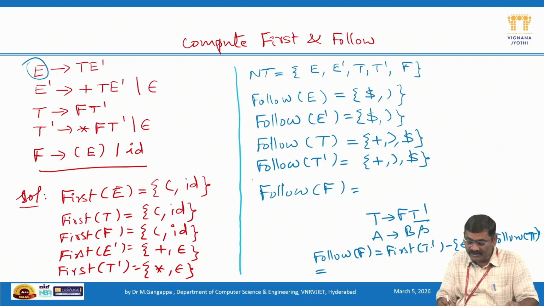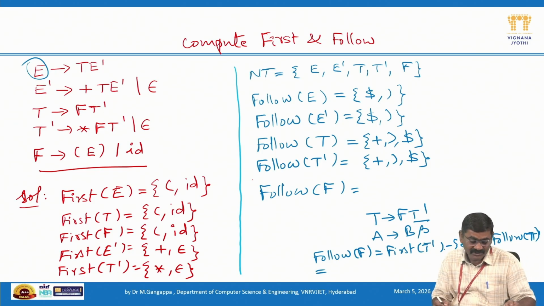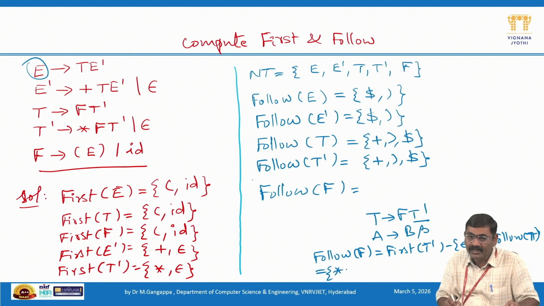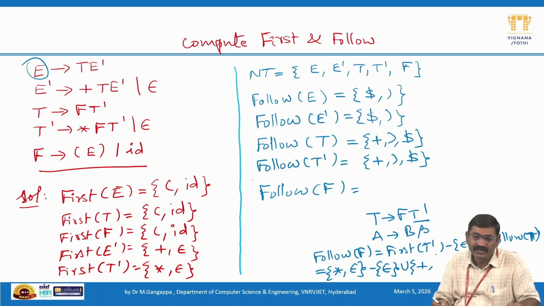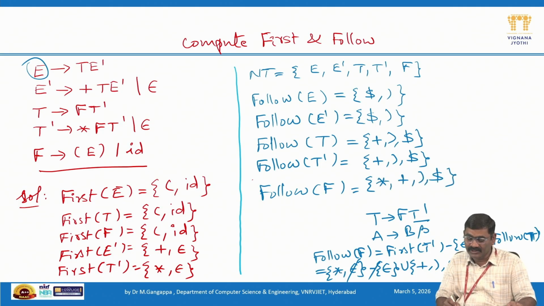So from this first of T dash, what are the symbols we have in the first of T dash? First of T dash contains the symbols star comma epsilon, minus epsilon, right? Union follow of T. Follow of T is already computed. I am taking these symbols from the computed answer, plus comma close parenthesis and dollar. So what is our answer? The answer is star, plus, close parenthesis and dollar. So star is one symbol, close parenthesis, plus and a dollar. So this is the answer for this.